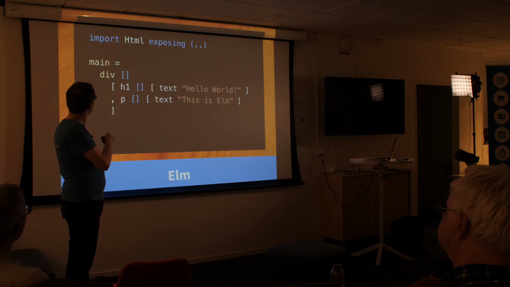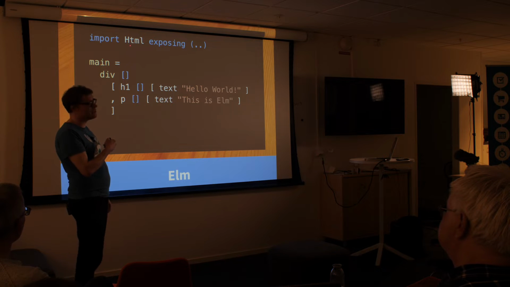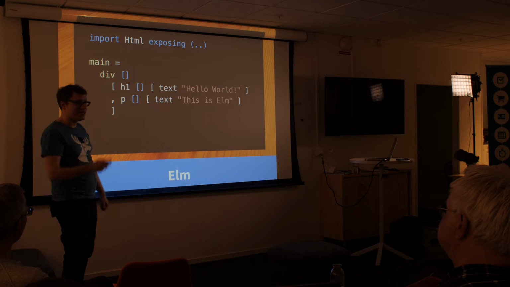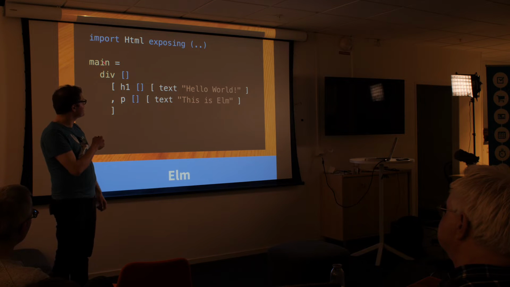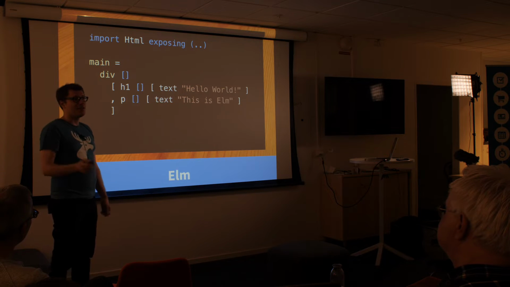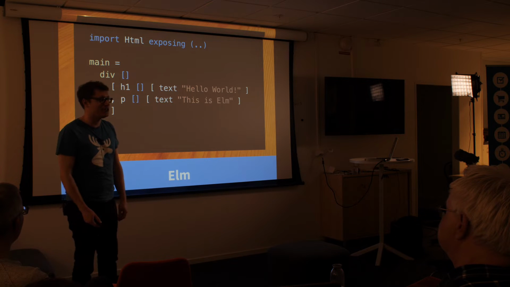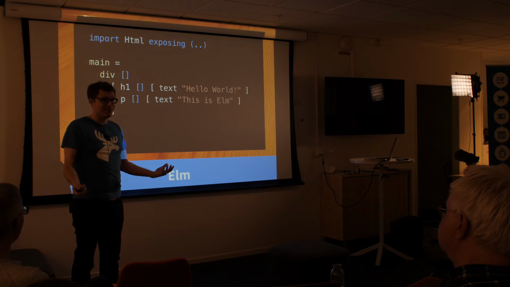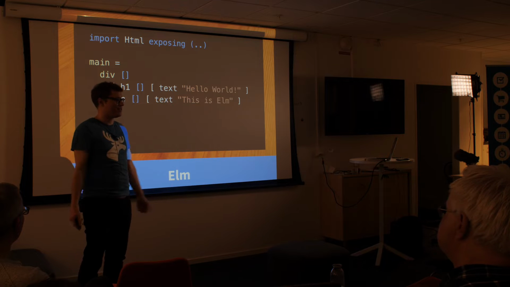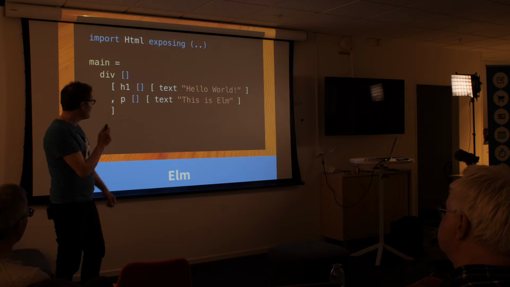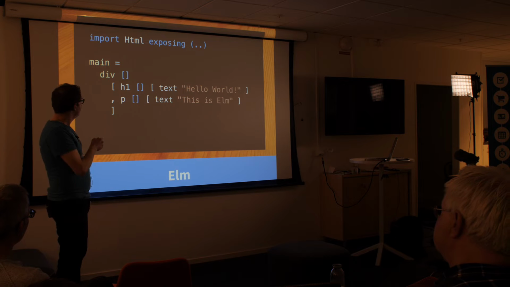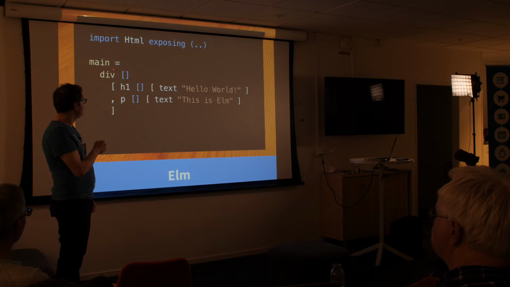So we import the HTML module, and we expose all the functions within the HTML module. And then we have our main function. So this is a function. And the purpose of the main function in Elm is to return the HTML nodes of your application, the look of your application. So what we are seeing here on screen is a function call to the function div that comes from the HTML module.